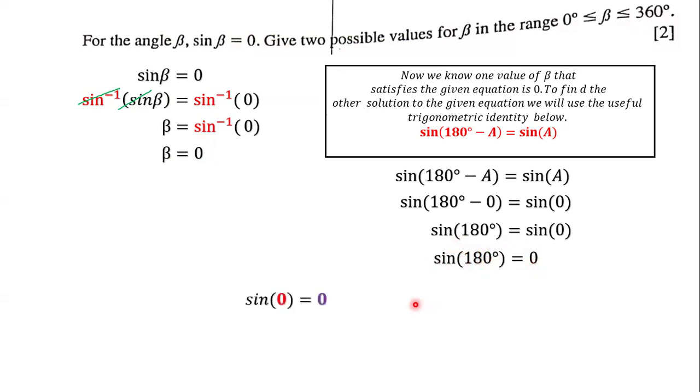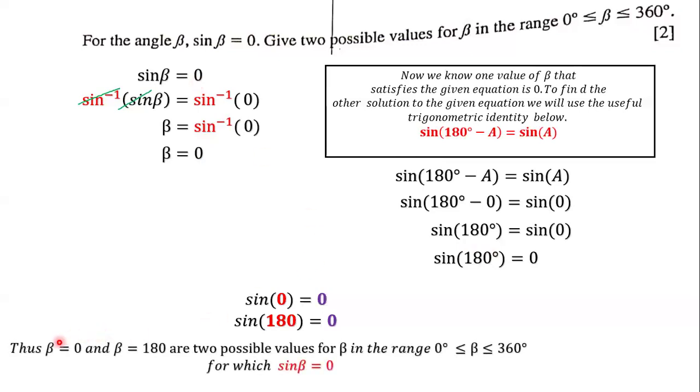And so we know that sine of 0 is 0. And we know that sine of 180 degrees is equal to 0. So those are two possible values for beta that satisfy this equation. And so beta is equal to 0 and beta is equal to 180 degrees. These are two possible values for beta in this range such that sine of beta is equal to 0. And those are the answers to our question.